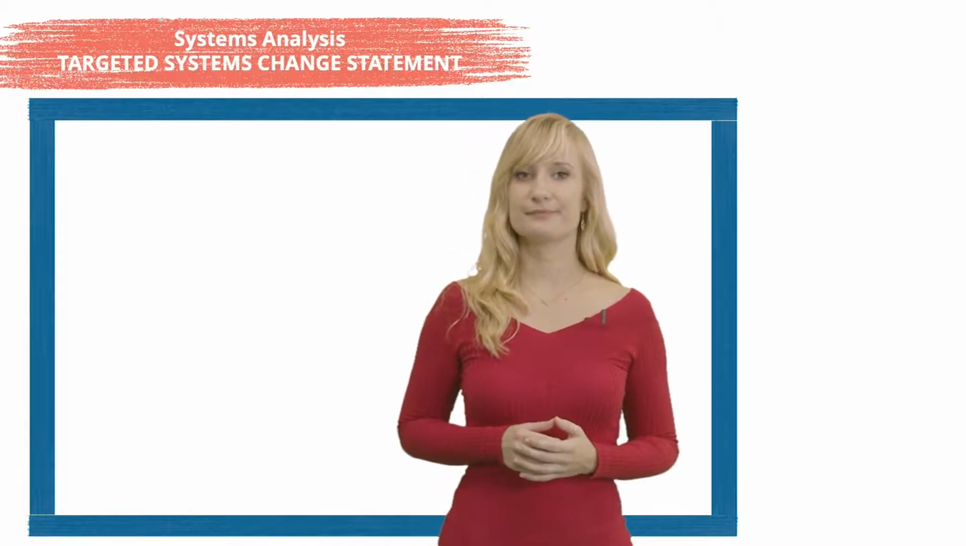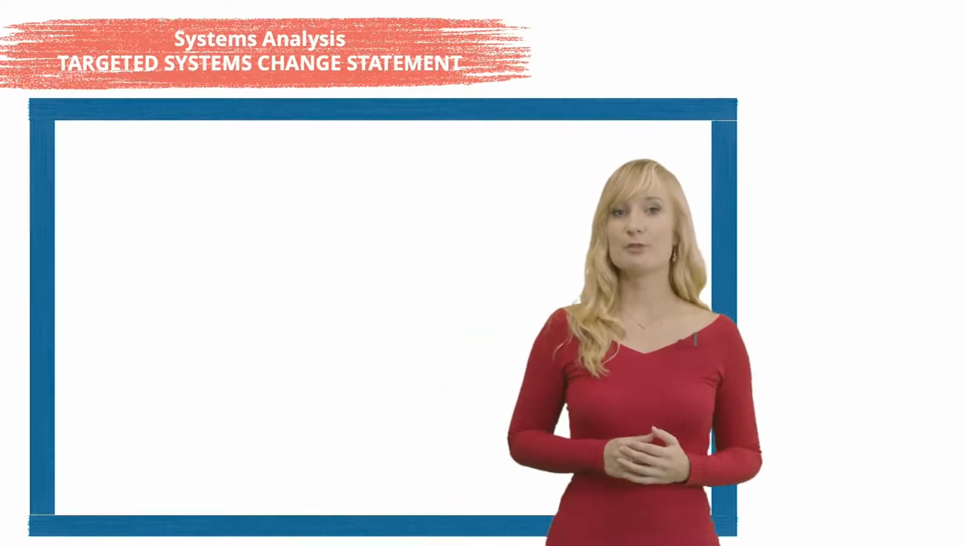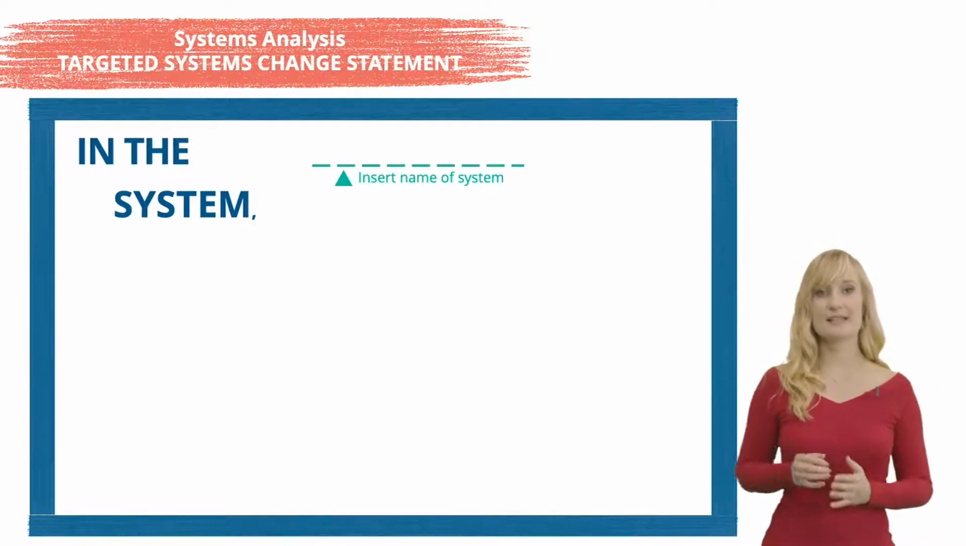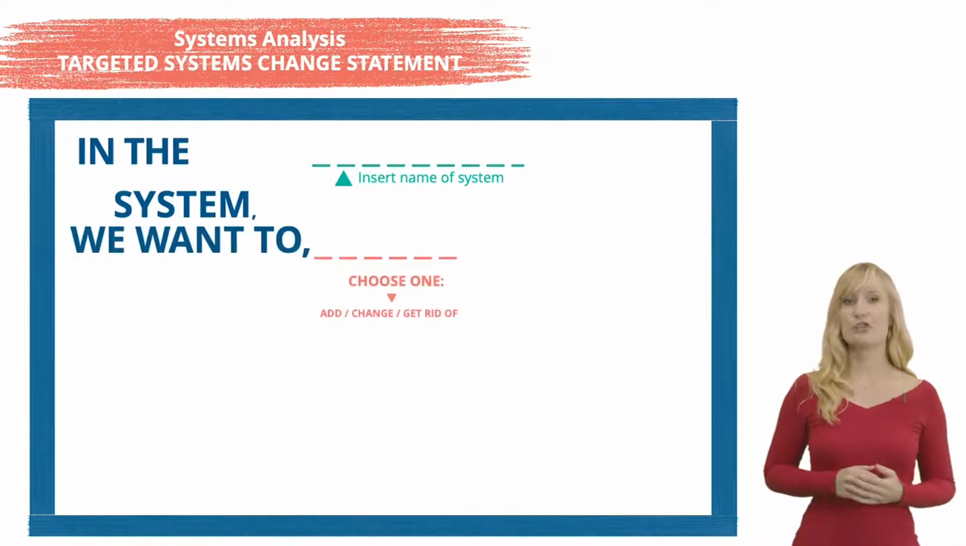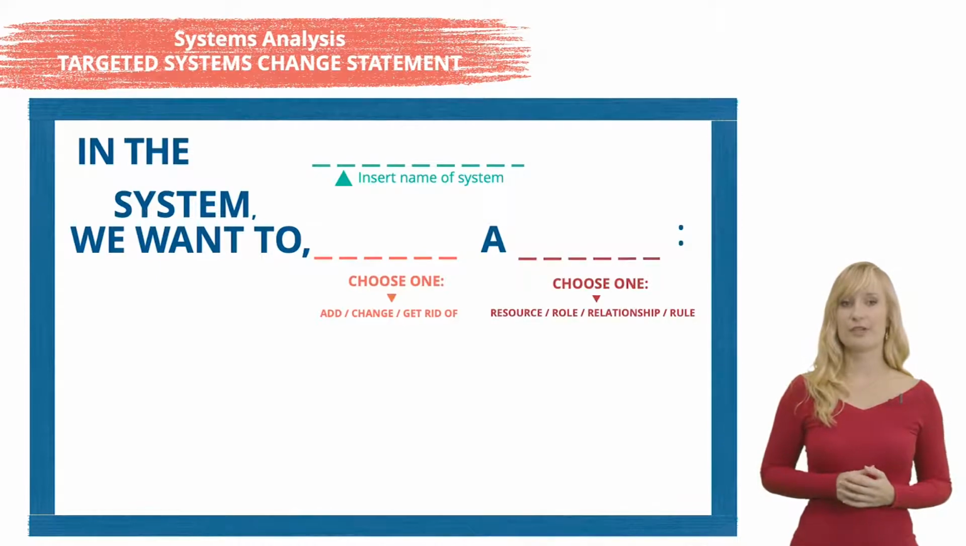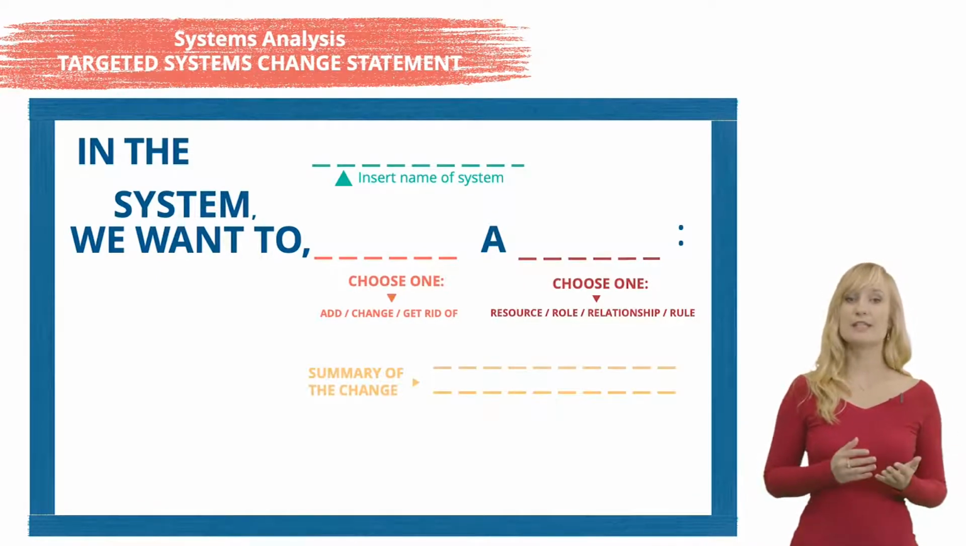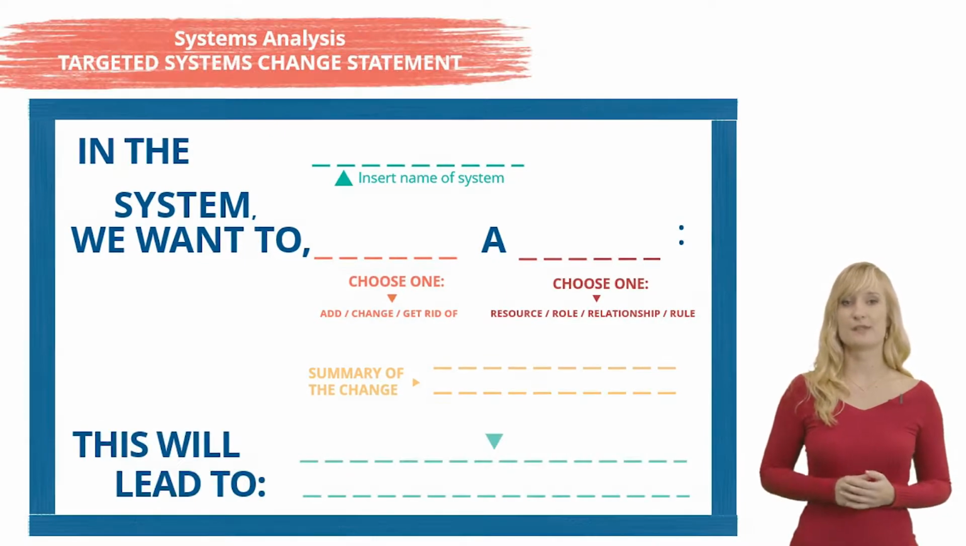When we formulate this targeted systems change sentence, they roughly follow the same format. Let's have a look. This scheme can help you produce succinct statements. In the system X, there is a need to add, change, or get rid of one of the R elements. Then you can specify the change. This will lead to improved results in the system.